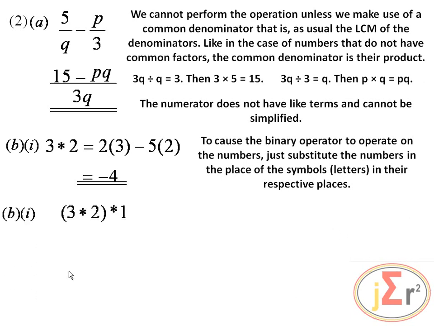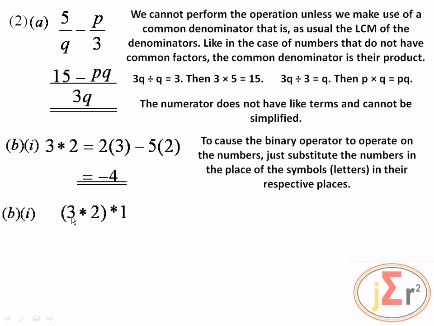Then, as soon as we see this, we do not know what to do. What is this? 3 asterisk 2 in bracket and then asterisk 1? No one can do that. We have to make a meal of this problem when we go to the examination. As a matter of fact, this problem is a lot simpler than it looks.